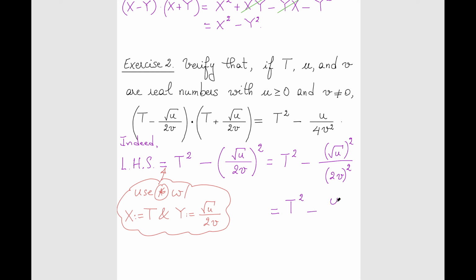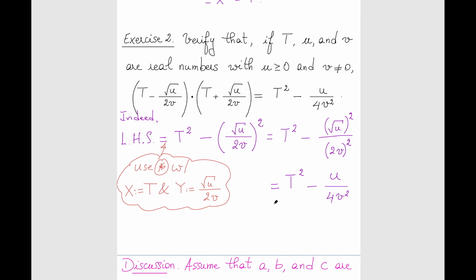So you get u divided by 4v squared. Am I correct? Because 2v times itself: 2 times 2 is 4, v times v is v squared. Am I correct? Okay. And this is exactly the right-hand side. So that's exactly the right-hand side, as desired. All right, so exercise 2 now is at our disposal whenever we need it.